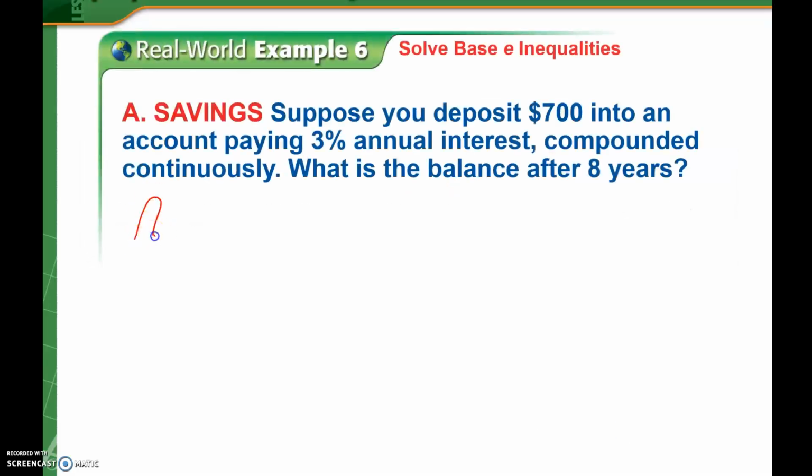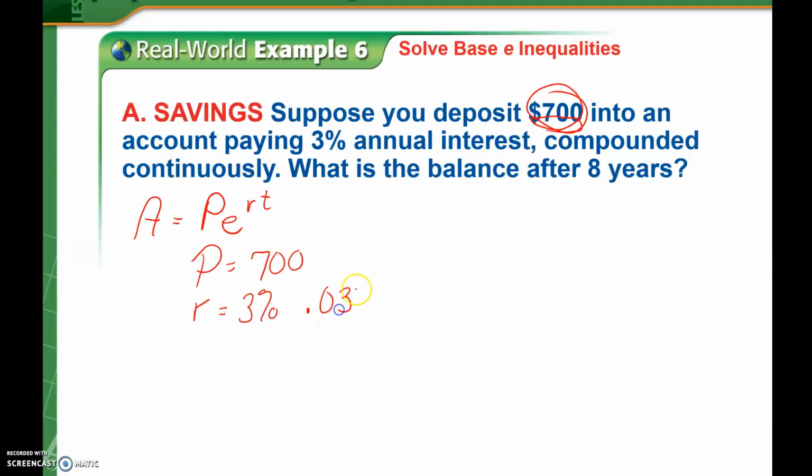So I have this A equals principal e to the rt. So here I'm depositing 700, so that's what I'm starting with. So P is my starting amount. 3% interest, so my rate is 3%, or 0.03 as a decimal. And we have to put it in decimal form because these aren't in percent, so all your numbers have to be in the same form. And T, we're going to see what the balance is after 8 years. So when I put that in my equation, 700 e to the 0.03 times 8.